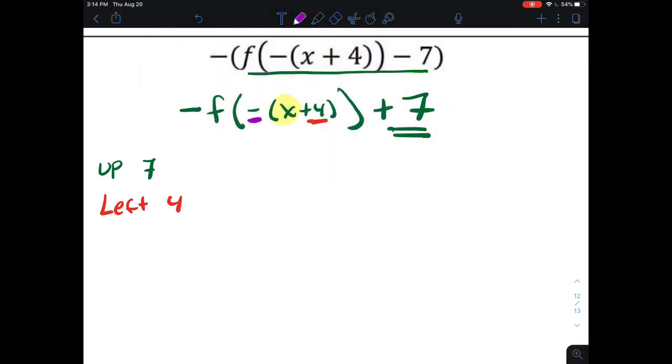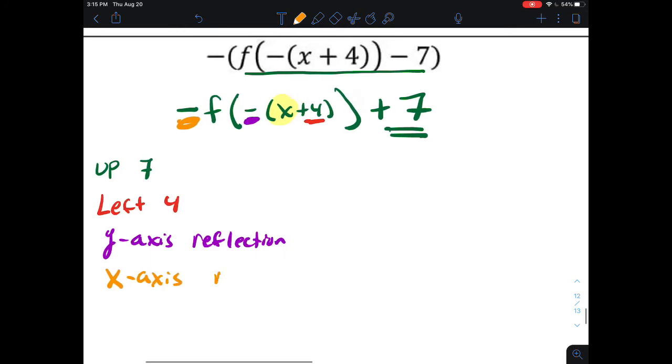Change colors. And now I have some negatives to look at. I have a negative being applied to x. So if I make my x's negative, that would be a y-axis reflection. And I have a negative multiplying to f, which means you're negating your y's. If you make your y's negative, you flip over the x-axis. So I have an x-axis reflection.